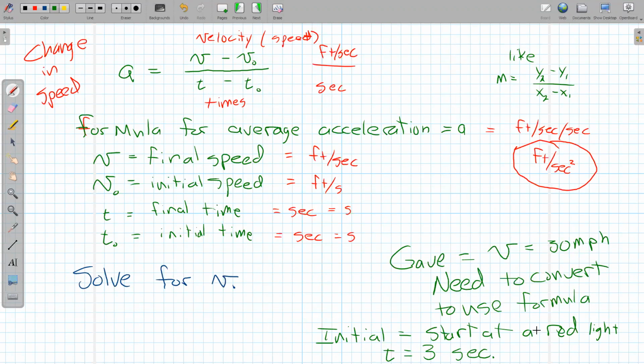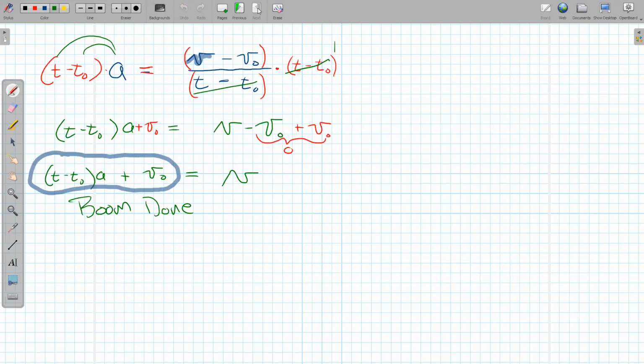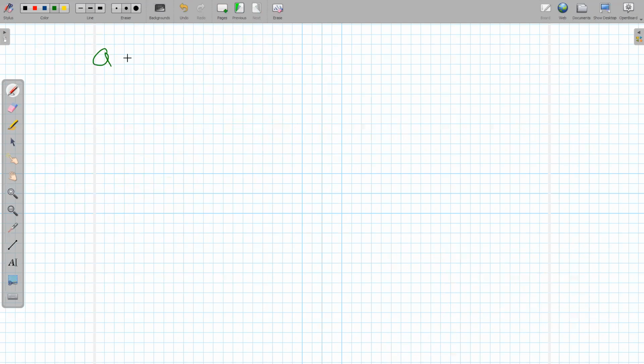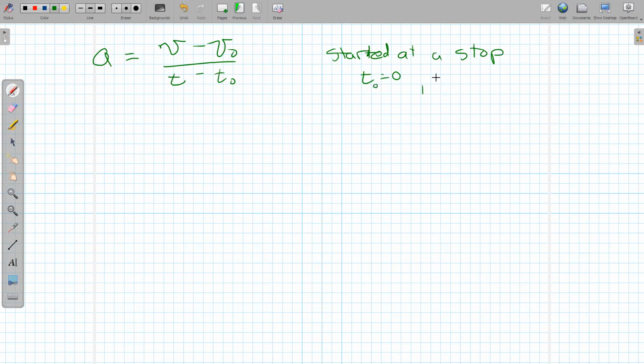So I have to do a conversion to make that happen here. So let's try that. We're just going to plug into the given formula: a equals v minus v0 over t minus t0. And then my given information is I started at a stop. Right, so that would be t0 is 0, and v0 is also 0, because I wasn't moving, no velocity. And then 3 seconds later, my velocity was 30 miles per hour.